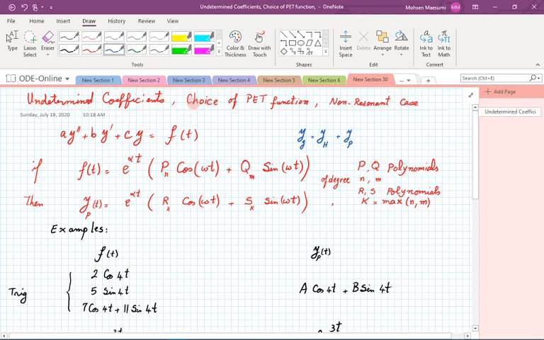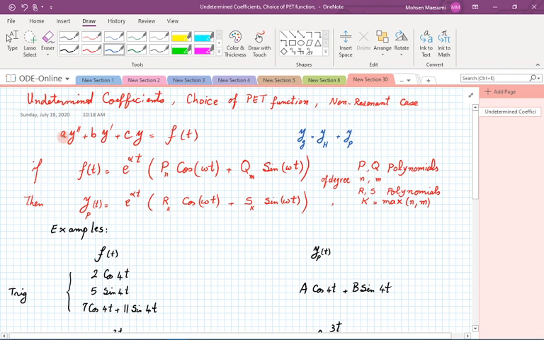We are going to pay attention to how to choose our pet functions for the particular solution. And we are going to deal with the so-called non-resonant case. I'm going to talk about this later on, but all the examples that we are going to look at today are from the non-resonant case. So what was the problem?